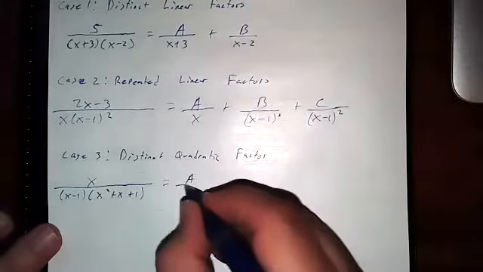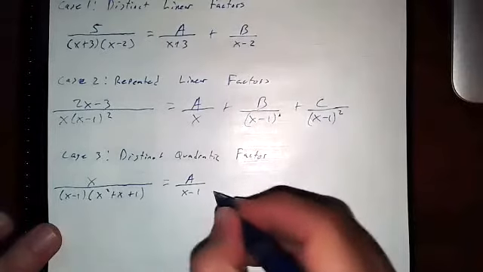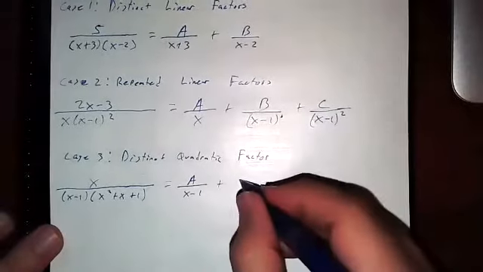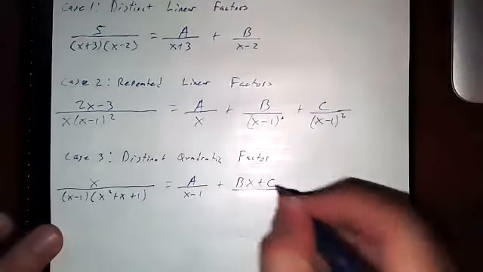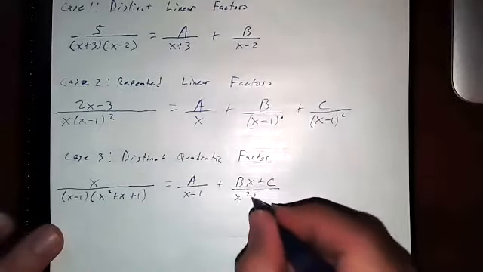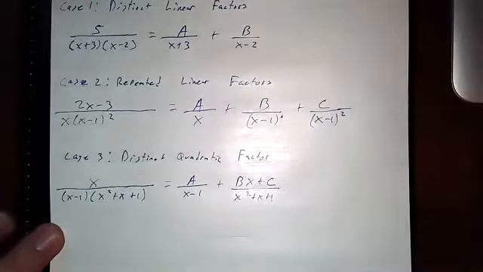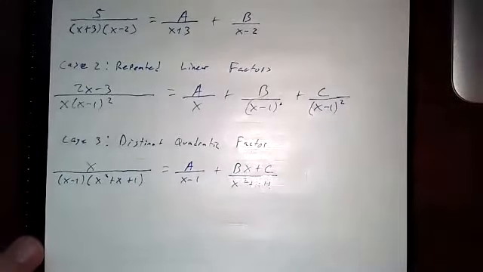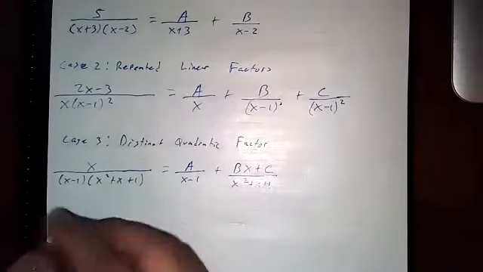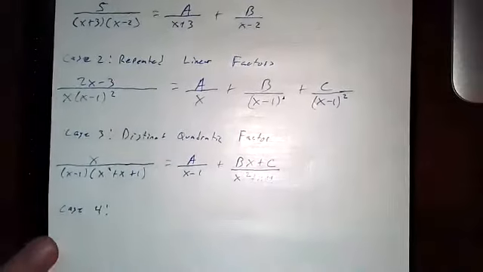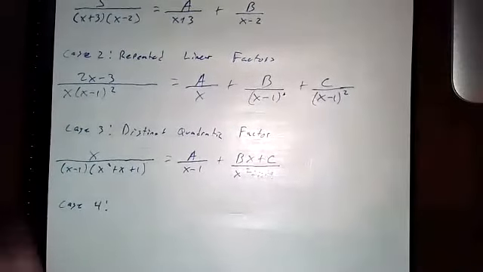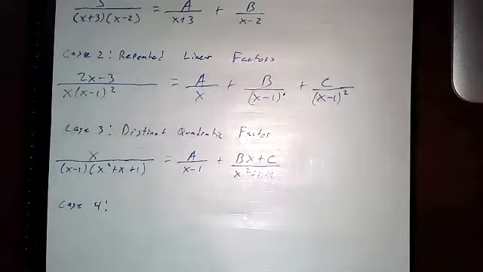So you have A over the first one plus, and this is where it changes, you add Bx plus C over the quadratic term that doesn't factor. Okay? So that's case 3. And I'll remind you on how to solve for A, B, and C when we start the actual questions. Right now, I want you to remember the setup.